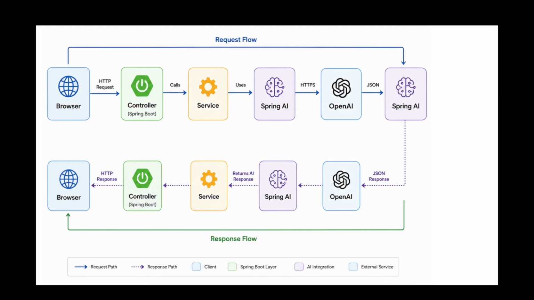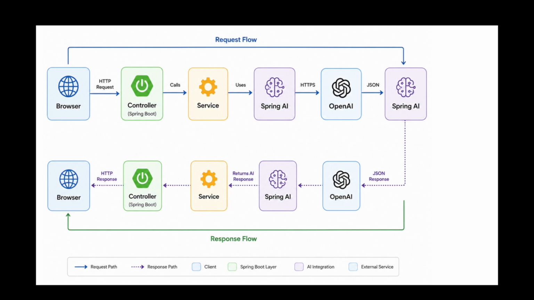Let's summarize. The process starts in the browser. A user enters a prompt such as explain my bank statement or summarize this document. The browser sends an HTTP request to our Spring Boot application. The request first reaches the controller. The controller's job is simply to receive the request and forward it to the appropriate service. It doesn't contain the AI logic. Next, the service contains our business logic. It prepares the prompt, validates the request if needed, and then calls Spring AI.